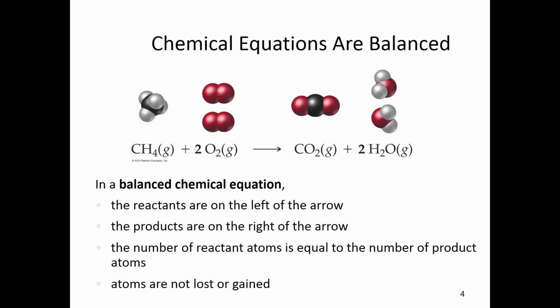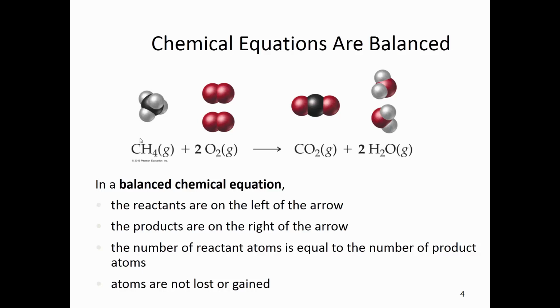So again, reactants on the left, products on the right. And one thing that has to be true in a chemical equation is that the number of atoms of each element is the same from reactant side to product side. They will be rearranged, but they will add up to the same amount. We are not going to gain or lose atoms in this process.